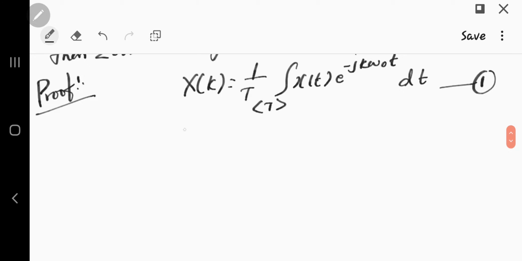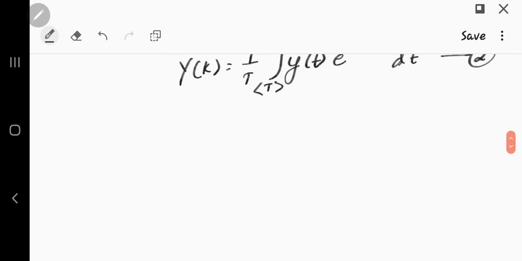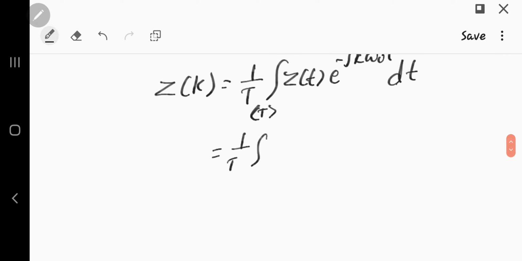So, call this as 1, and y of k is 1 by T. So, we call this as 2. So, what about z of k? Z of k is 1 by T, integral of z of t e power minus j k omega naught t dt.